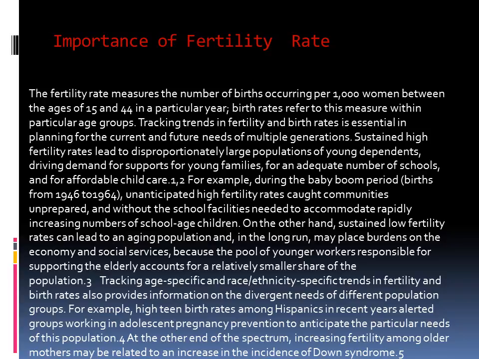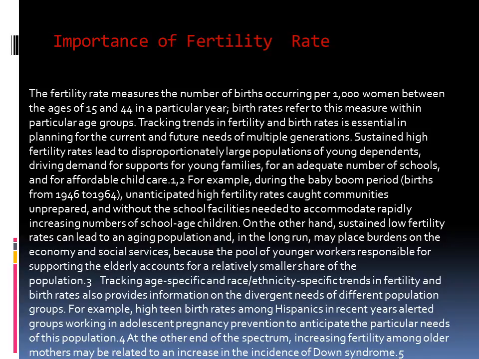Importance of fertility rate. The fertility rate measures the number of births occurring per 1,000 women between the ages of 15 and 44 in a particular year. Birth rate refers to the measurement against a particular age group. Tracking trends in fertility and birth rate is essential in planning for the current and future needs of multiple generations. Sustained high fertility rates lead to disproportionately large populations of young dependents, driving demand for support for young families, for more schools, and for affordable child care.